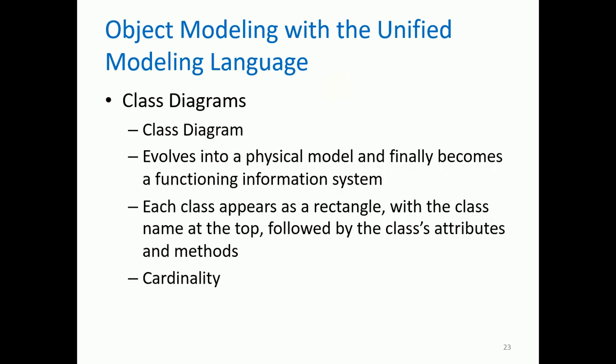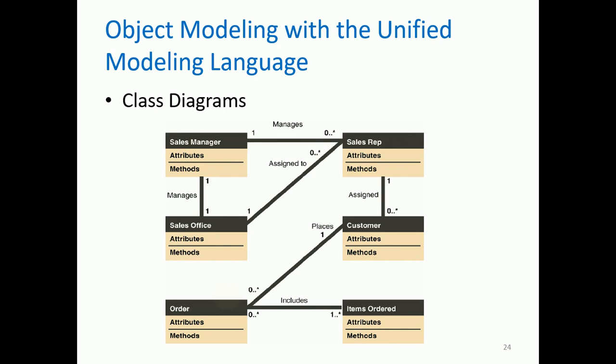So the next diagram is the class diagram. It evolves into a physical model and finally becomes a functioning information system. Each class appears as a rectangle with the class name at the top, followed by the class attributes and methods. And then the unique feature of this diagram is what you call the cardinality. So this is an example of a class diagram.